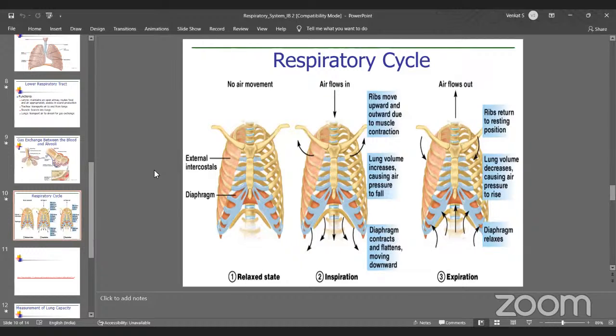Very important: no air movement. The first one is the natural, relaxed state with no air movement. Then air flows; this is the airflow.